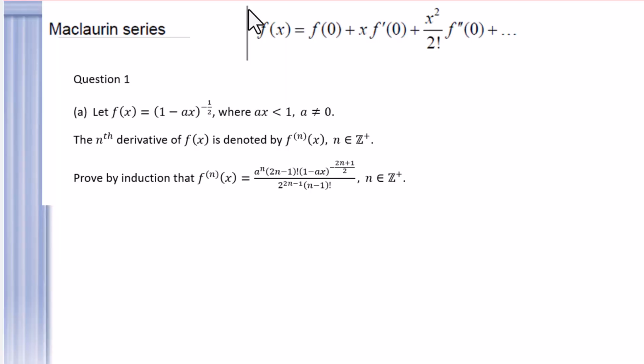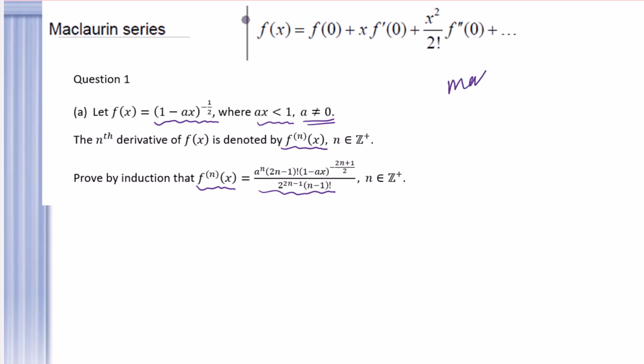This video is about Maclaurin series. Question 1. Let f of x equals (1 minus ax) to the negative 1/2 power, where ax is less than 1, a is not equal to 0. The nth derivative of f of x is denoted by this. n is a positive integer. Prove by induction that the nth derivative of f of x equals this.